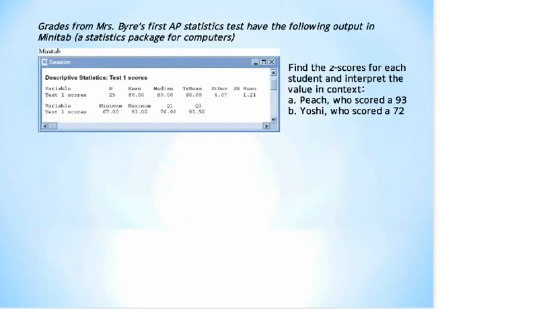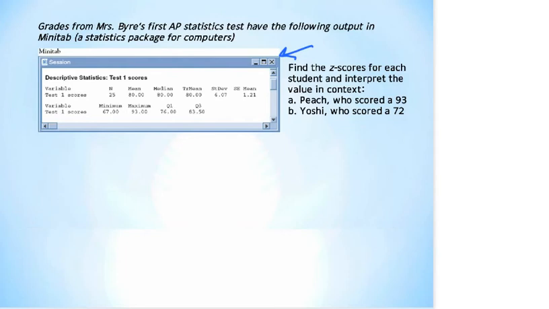So here are some grades from Mrs. Byrie's first AP statistics test, and they have the following output in something called Minitab. You're going to see Minitab pictures quite a bit. This is literally a screenshot from Minitab. We do not have Minitab on our computers here at school, and we're not going to get it. It's not that important, but it is important that you are able to read a Minitab output. You can see descriptive statistics. It says test 1 scores, and then it tells you the variable and the scores.